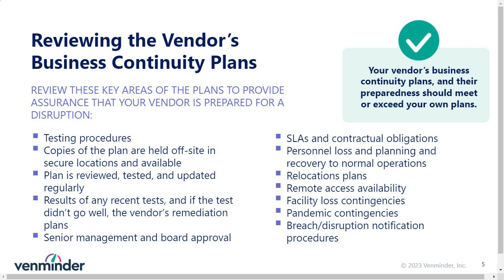personnel loss and planning, relocation plans such as new buildings or any alternative locations where employees can continue to work, remote access availability, facility loss contingencies, pandemic contingencies, and then finally breach disruption notification procedures. Now, the key takeaway here is that your vendor's business continuity plans and their preparedness should meet or exceed your own plans.